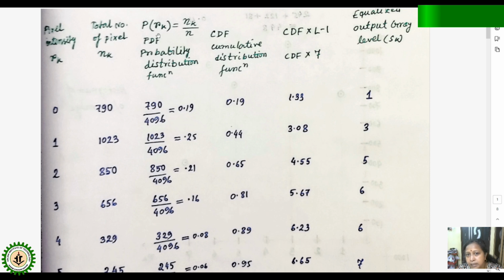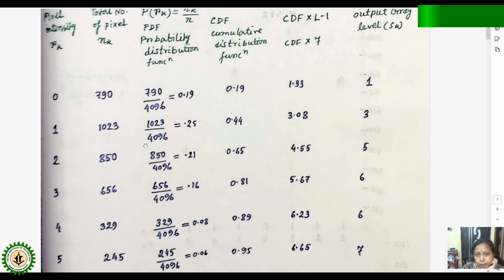Find out the probability of rk equal to nk divided by N. Now this pixel intensity is 0, and the total number of pixels is given as 790. So the probability of occurrence of pixel intensity 0 is 790 divided by 4096, because according to the question the total number of pixels is 4096.